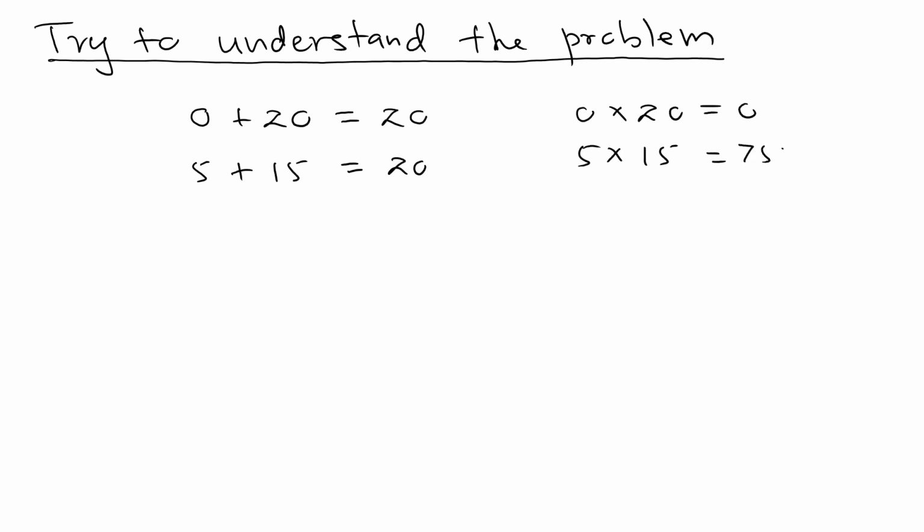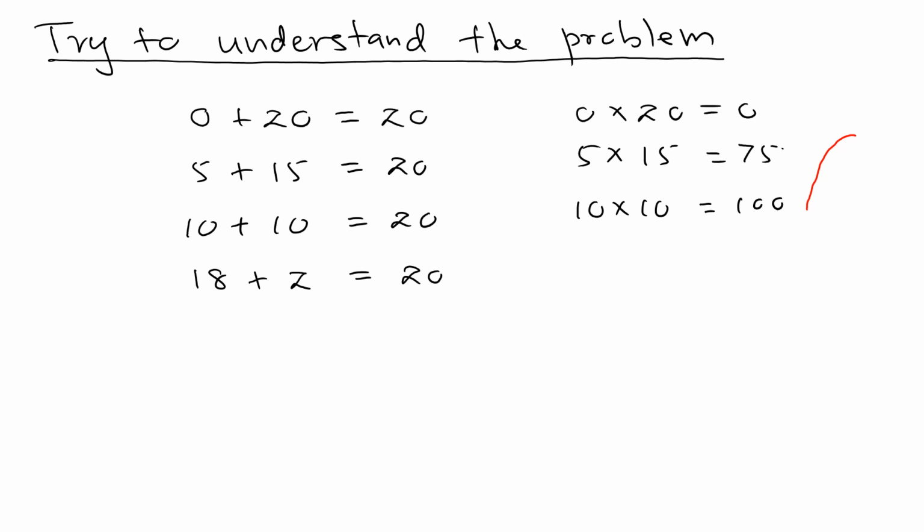So it increases. How about 10 and 10? They add up to 20, and when you multiply them, you get 100. So you see that the product increases, starting from a small number, 0. Let's see what happens if you switch them. What if you put 18 and 2? It's still 20, but when you multiply them, you get 36. So the number is going down now.